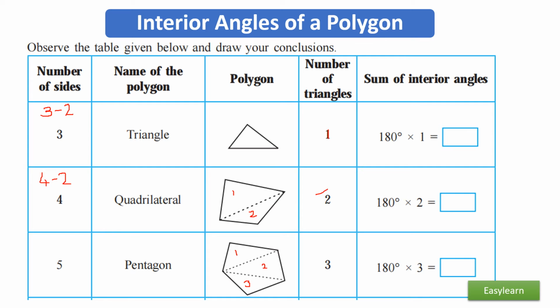What is the sum of the interior angles? For the first triangle, it is 180 degrees. Now 180 degrees into 2 is how much? 360 degrees. Then you have 180 degrees multiplied by 3. So what is 180 multiplied by 3? It is 540 degrees.